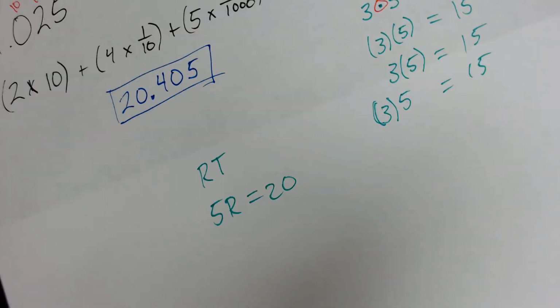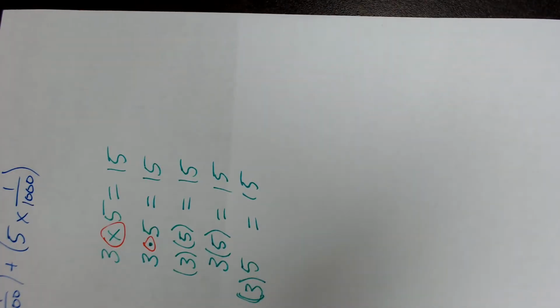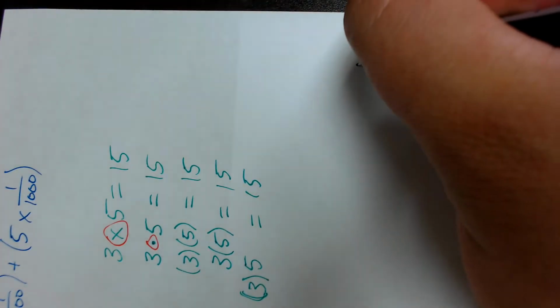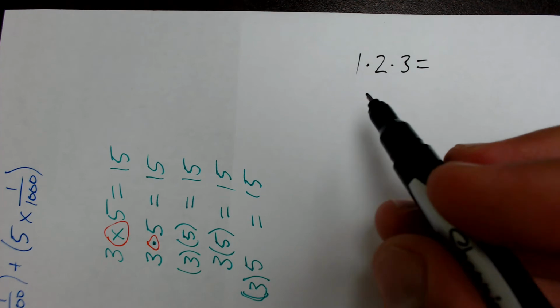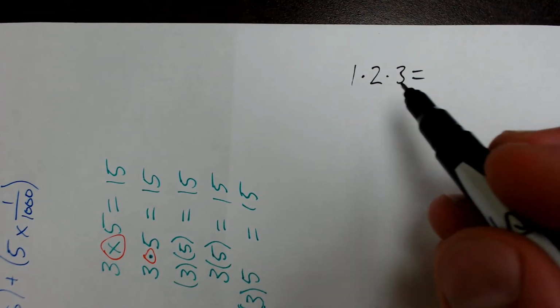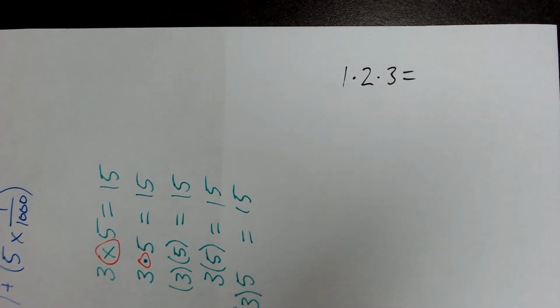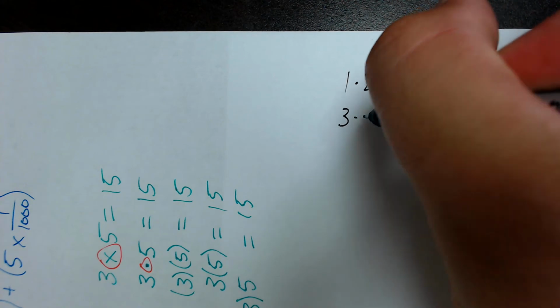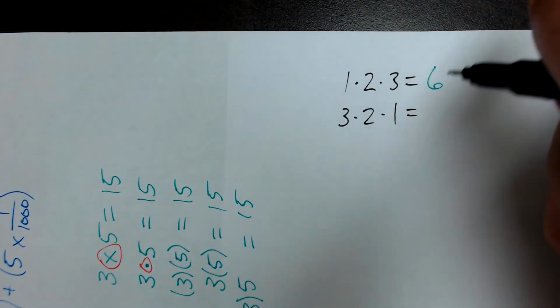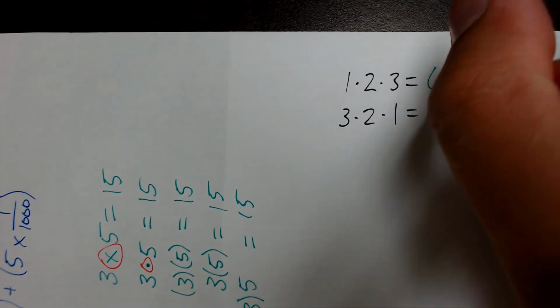Perfect example that I can give you, I'm going to go ahead and turn my paper sideways. Perfect example I can give you is 1 times 2 times 3. That equals, let's see here, 1 times 2 is 2, 2 times 3 is 6. Right? And then what if we switch those numbers around? What if we took them backwards? We did 3 times 2 times 1. That would equal 6 as well.